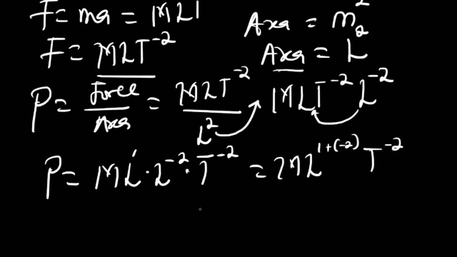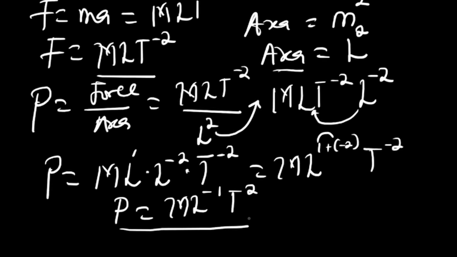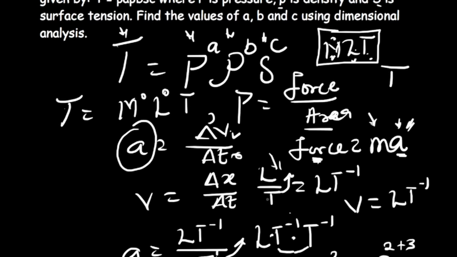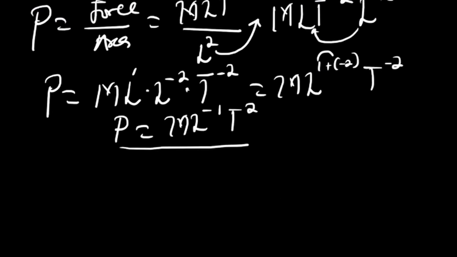So let's clean this up. The dimension for pressure is now equal to M L minus 1, or 1 plus minus 2 gives you minus 1. Like I said, it's just like when you have 1 minus 2, it gives you minus 1. And finally, T minus 2. So this is the dimension for pressure. That's how to find the dimensions, okay? But now it's going to be quite easier because we've already done a lot of work. Let's now go to density, okay? Let's go to density.